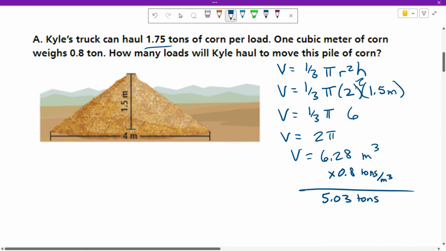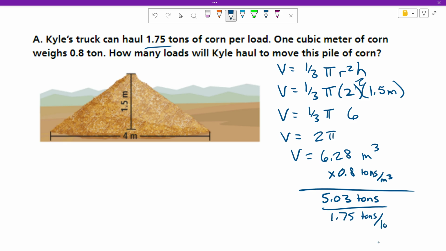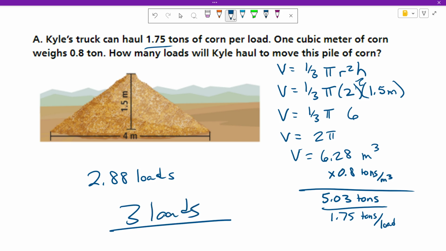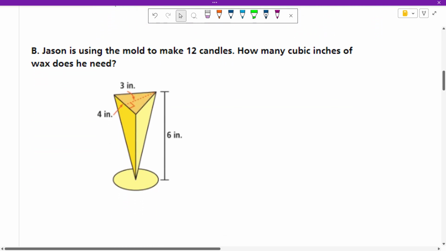So are we going to multiply or divide by 1.75? Divide by 1.75 tons per load. So then we're going to get loads. How many loads do we have? Exactly 3? 2.88 loads. So he's going to have 2 big loads and 1 small load. Okay, so 3 loads is the answer. Because you can't have 2.88 of a load. So it's got to round up to 3.